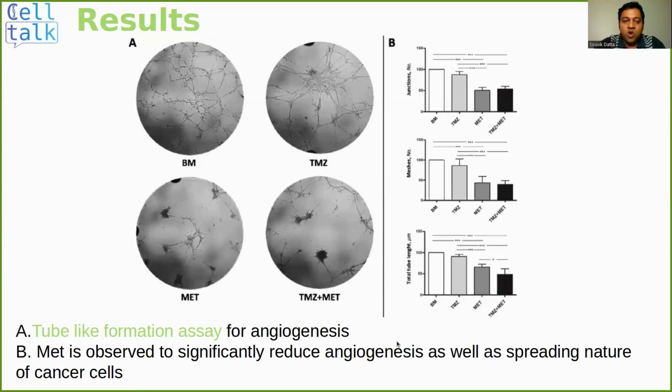Then they performed the tube-like formation assay, in which they tried to see whether upon treatment with TMZ, metformin, as well as the combinational therapy, there is any reduction of the capillary formation. And these are all microscopic findings. They put it under the microscope to see how elongated the tubes are, or the extent of reduction of these tube formations. They found that with the combinational therapy, they got the best results.